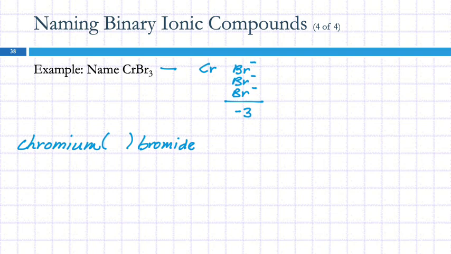From that, we figure out what the Roman numeral needs to be, the charge on the other guy. It's got to be +3, because if we have a total of -3, we have to have a total of +3. And in this case, that +3 is all on a single ion. Sometimes it could be 3 there, and then they'd each have +1. So this is chromium(III) bromide. Any questions?